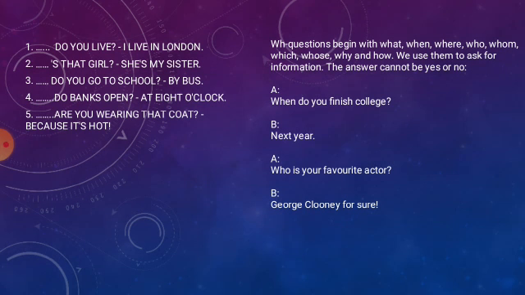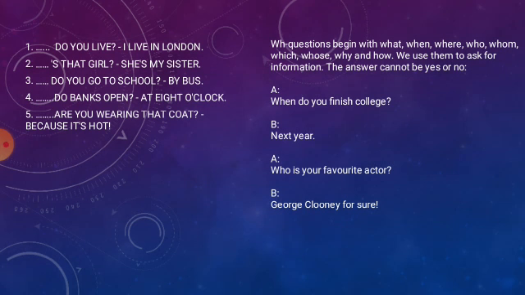Next. Dash are you wearing that coat? Answer is because it is very hot. So you want to know the reason. Why are you wearing that coat? Okay.